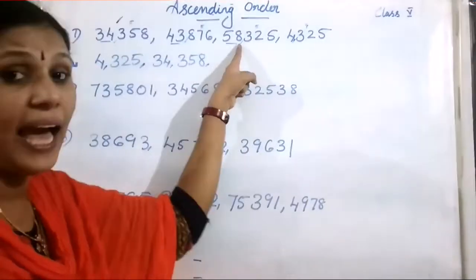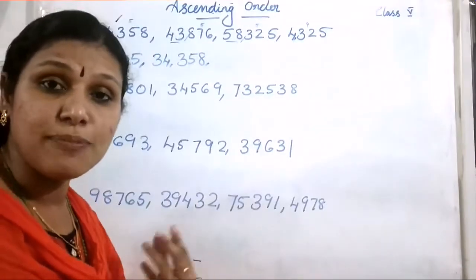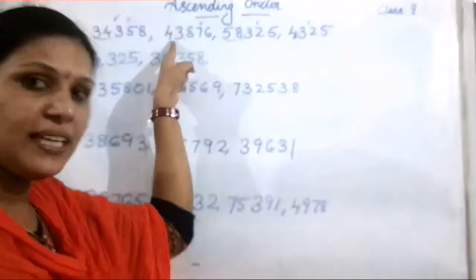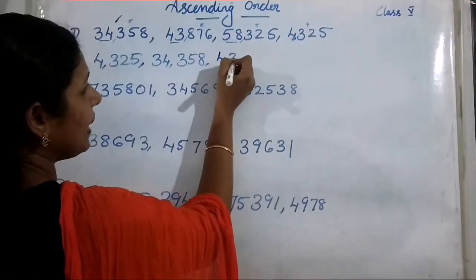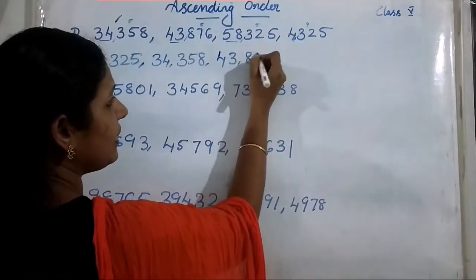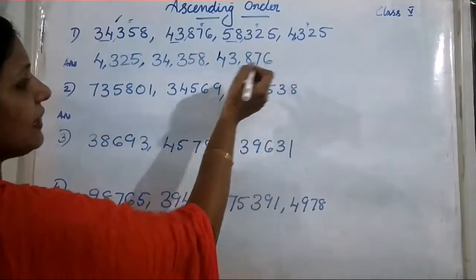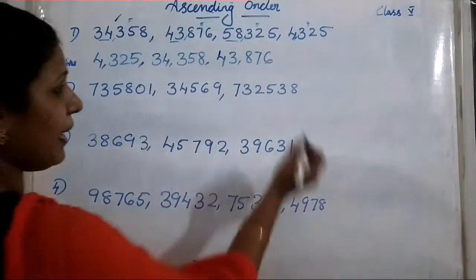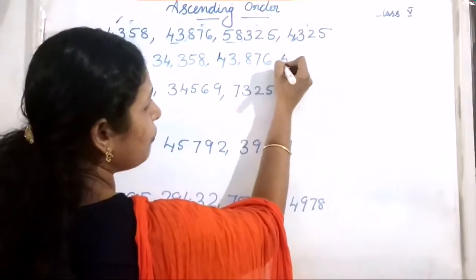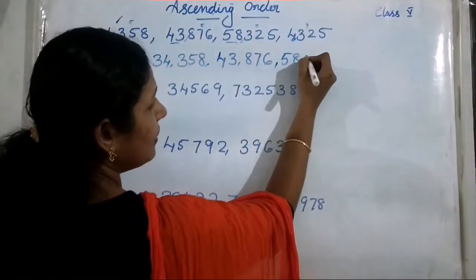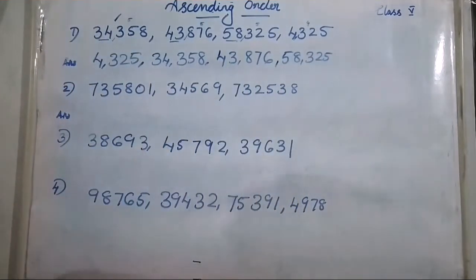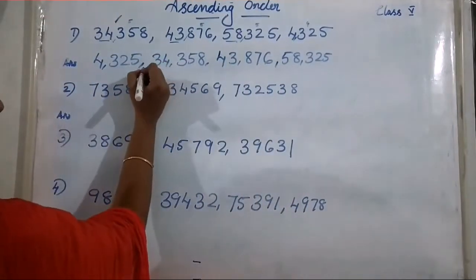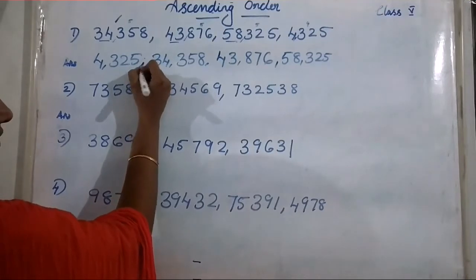Then the next are 43 and 58. Comparing 43 and 58, which is the smaller one? 43 is the smaller one. So we write 43,876 in the third place, and in the last place we write 58,325.